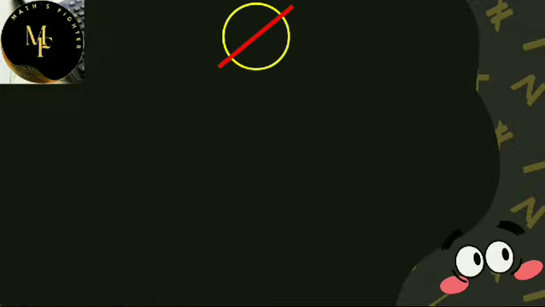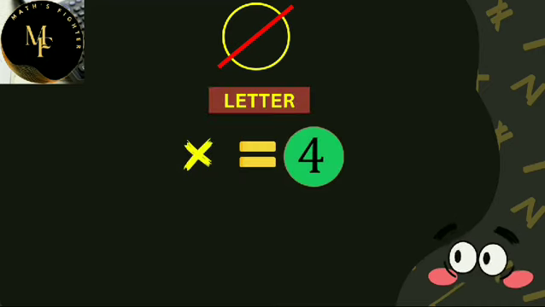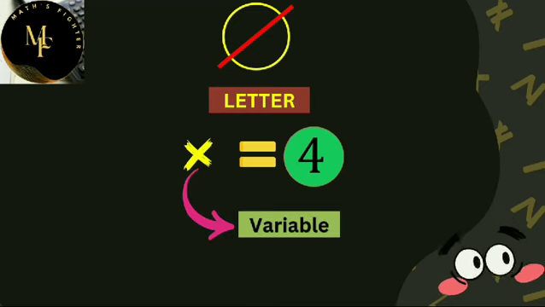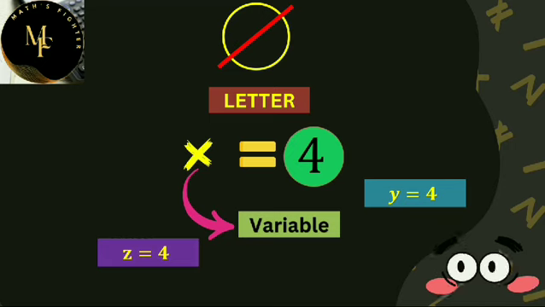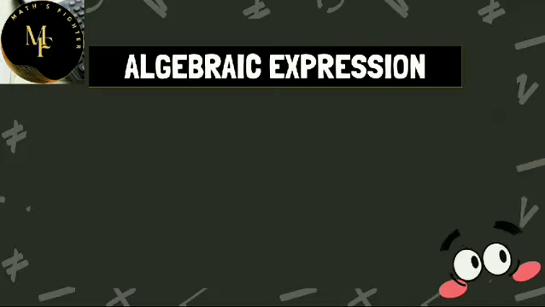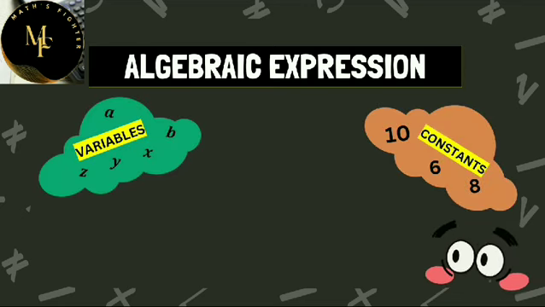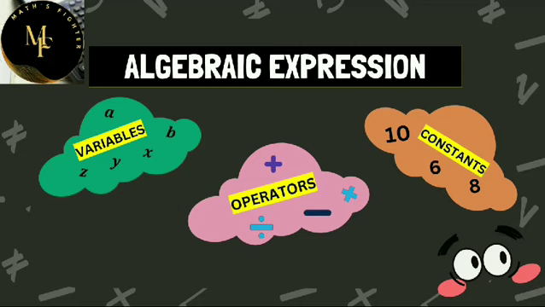Well, in algebra, we don't use an empty circle, we use a letter. It is easier to write x than the empty circle. This letter is called a variable. It doesn't have to be x, it could be y, z or any letter or a symbol you like. So, an algebraic expression is the collection of variables, constants and operators.